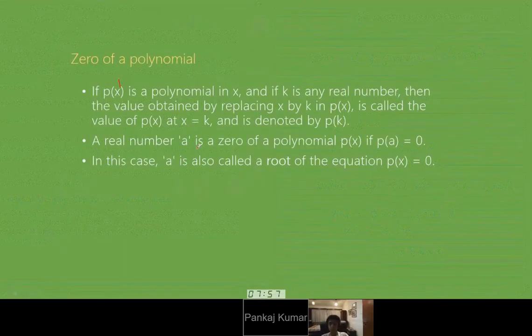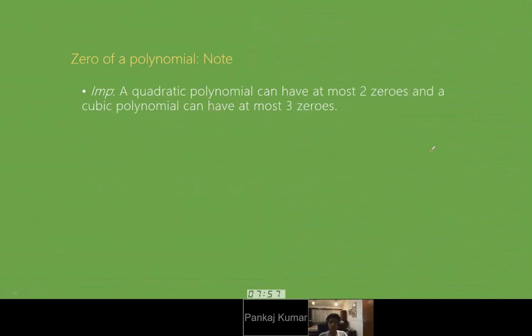A real number a is a zero of a polynomial p(x) if p(a) is equal to 0. We denote the zero of a polynomial by a, because this is a special value. It is also known as the root of the equation. Hope no doubts till now. This is revision.